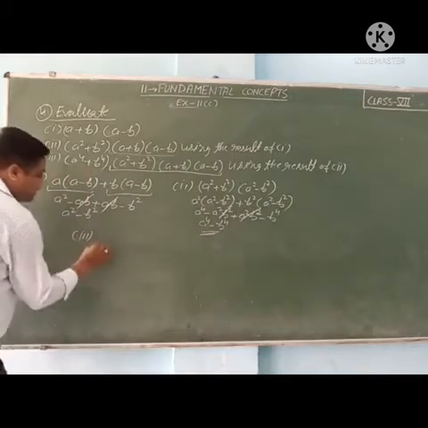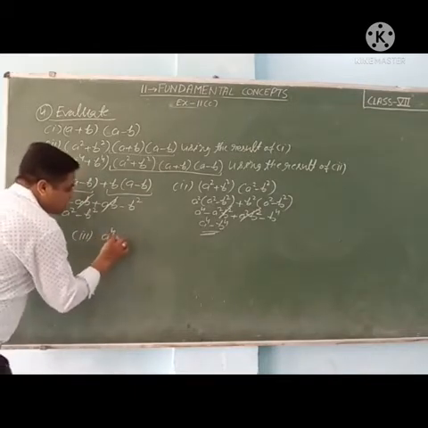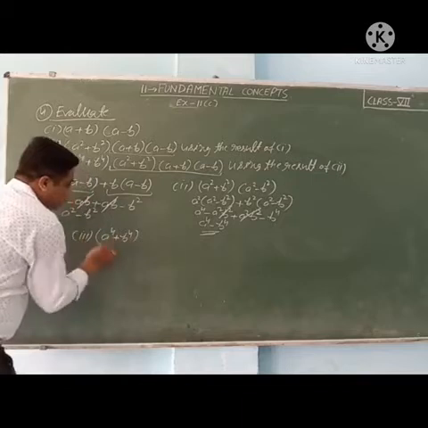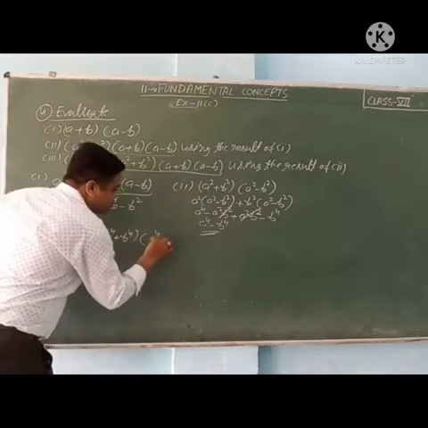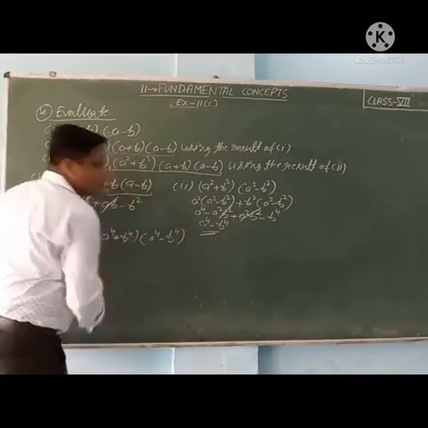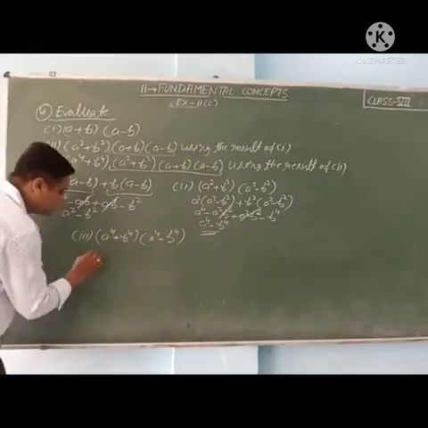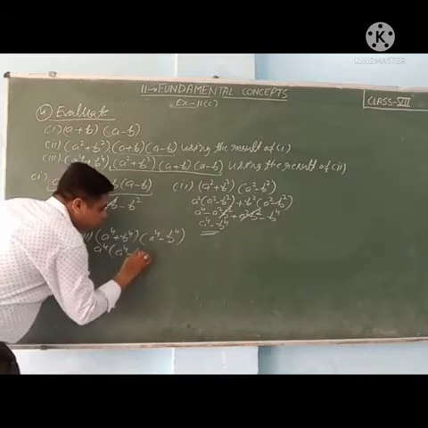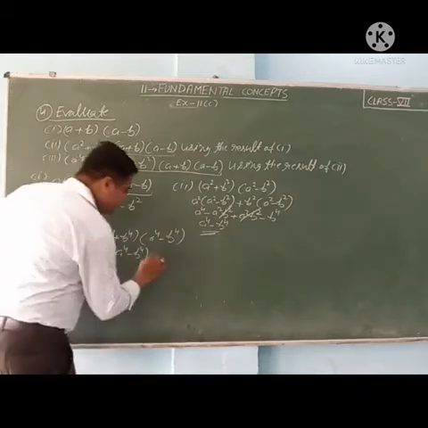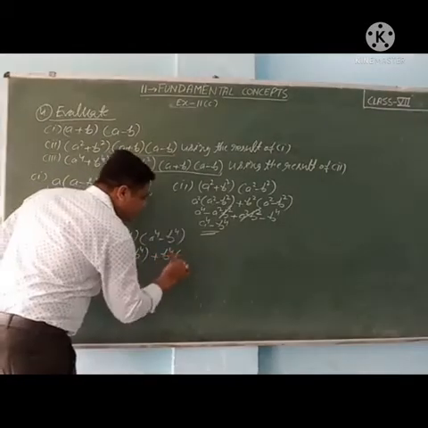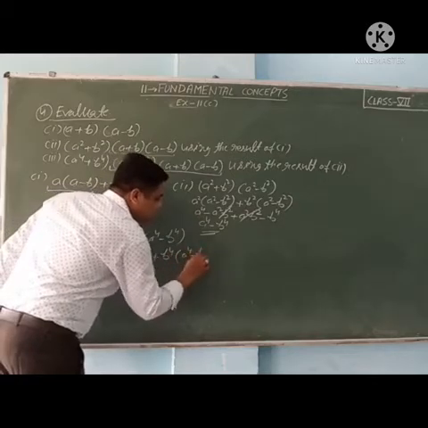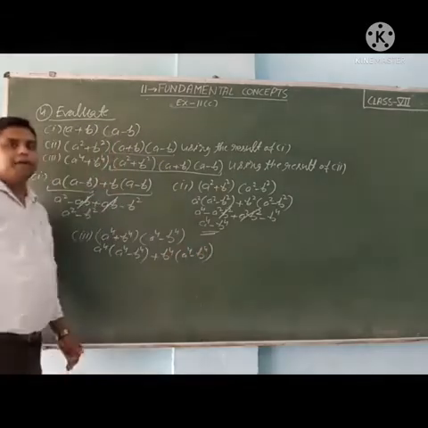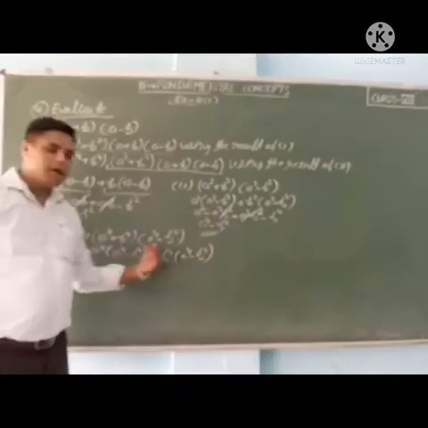So this we will write as it is, a raised to the power 4 plus b raised to the power 4, bracket close. Then a raised to the power 4 minus b raised to the power 4. So multiply this: a raised to the power 4, bracket, a raised to the power 4 minus b raised to the power 4, then plus b raised to the power 4, a raised to the power 4 minus b raised to the power 4, bracket close. Now we will do the multiply.